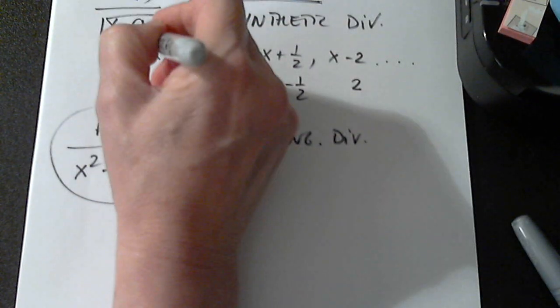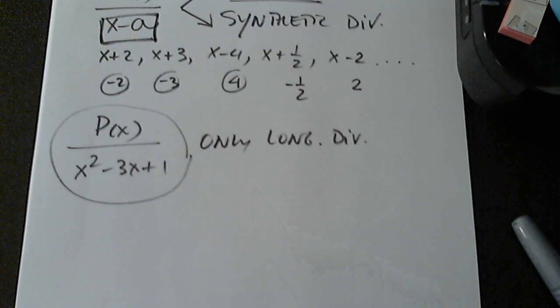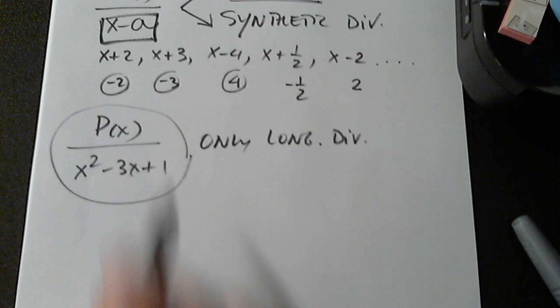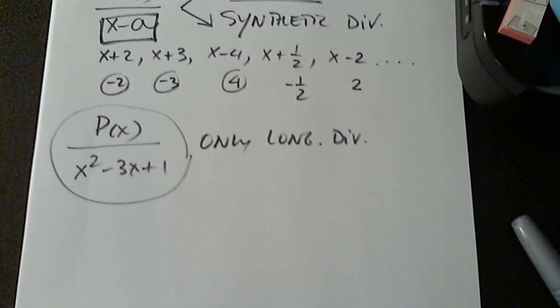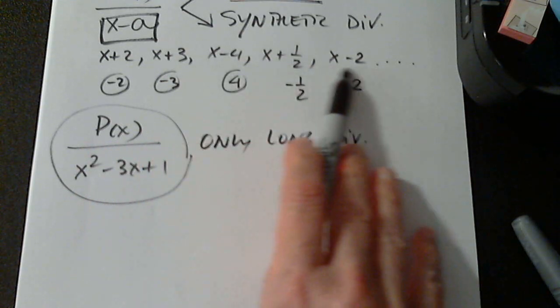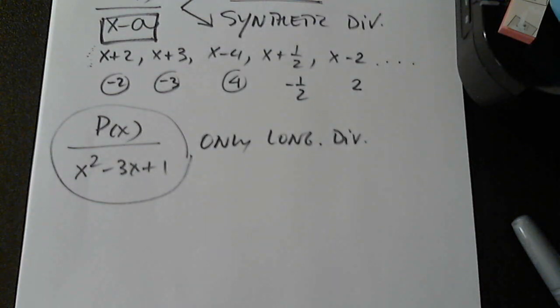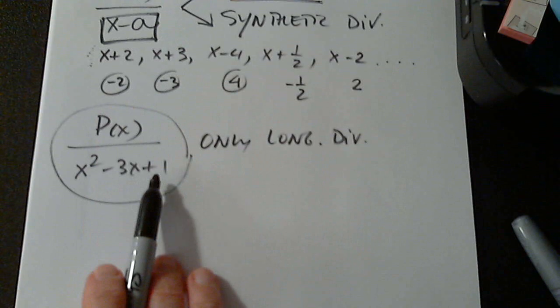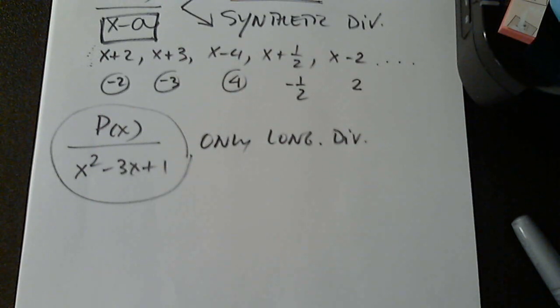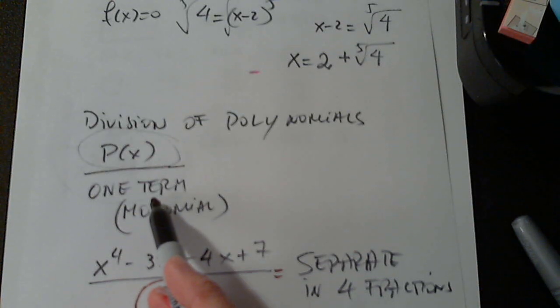Only if the denominator is of this form. If it's x squared minus 3, you cannot use synthetic division. So it has to be a linear factor. And if the leading coefficient is not 1, then a little trick is required for the synthetic division. Long division always works. Not in this case.